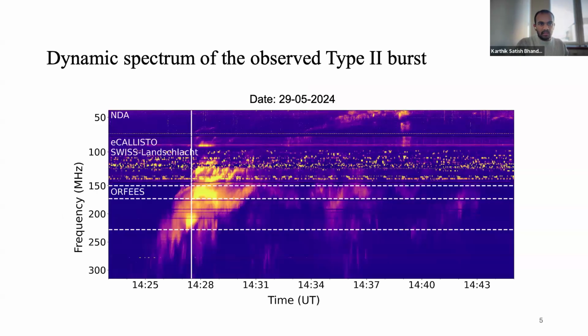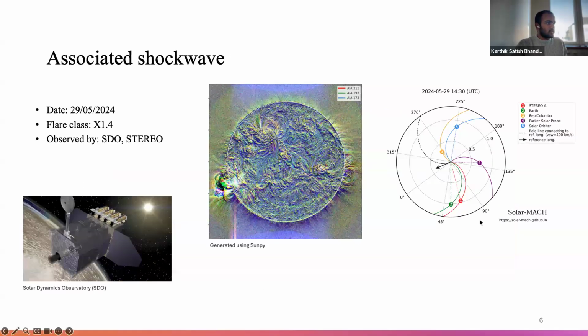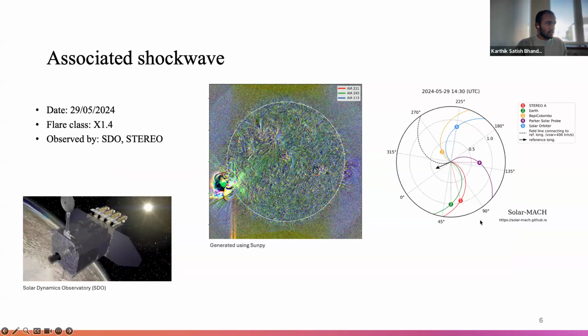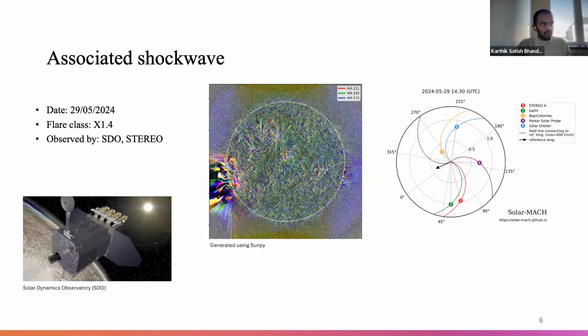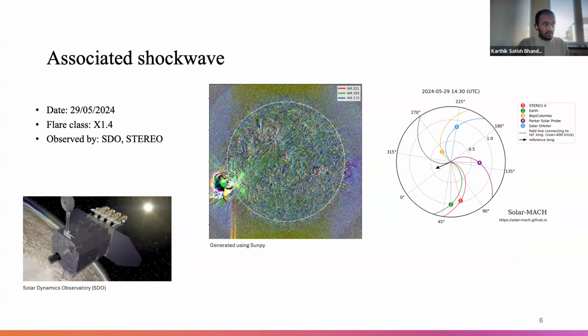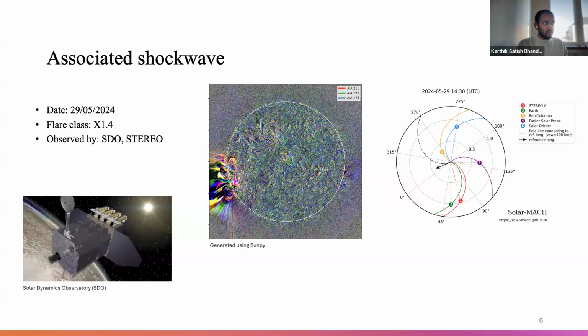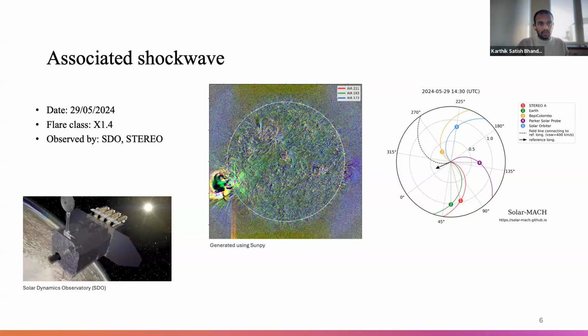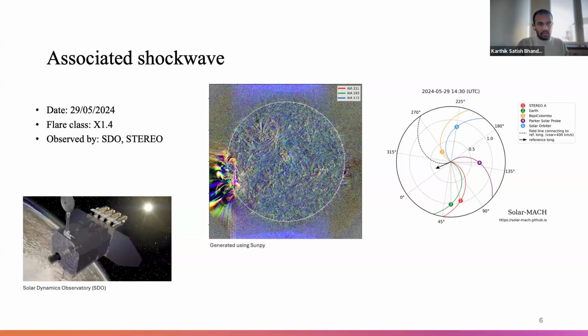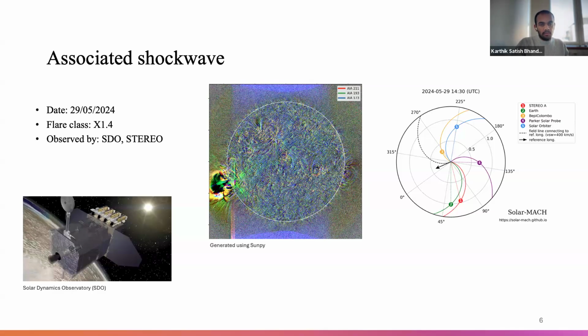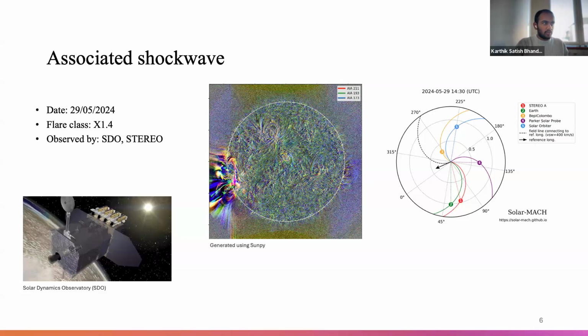As a part of this discussion, I'm going to present the analysis done on one such type 2 burst. A similar analysis has been done for the rest of the 9 bursts. So here is an example type 2 burst, which occurred on 29th of May 2024, and it was observed by multiple instruments, and it was associated with the limb CME, which was observed by SDO, Stereo, and other spacecraft as well. It was also accompanied by an X1.4 class flare.